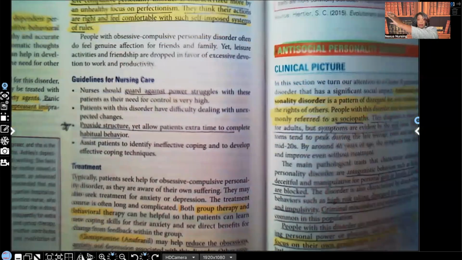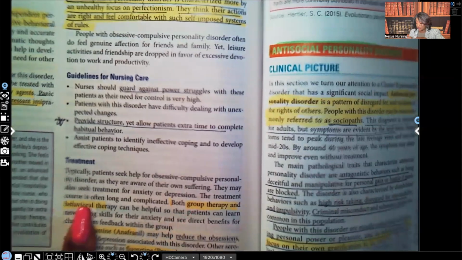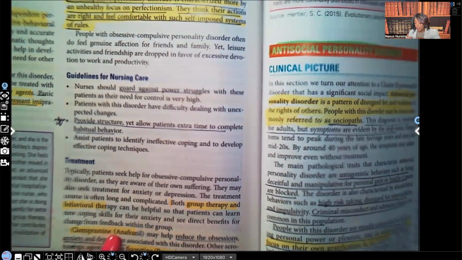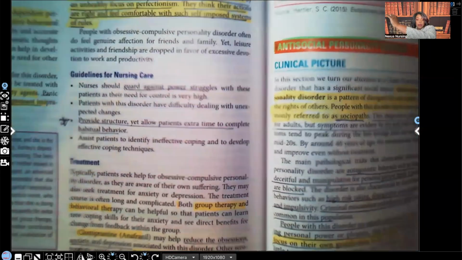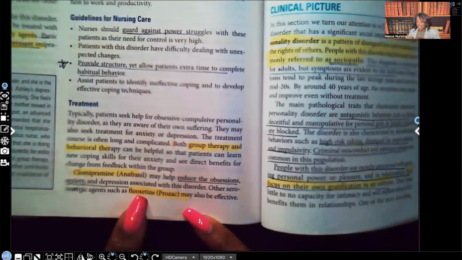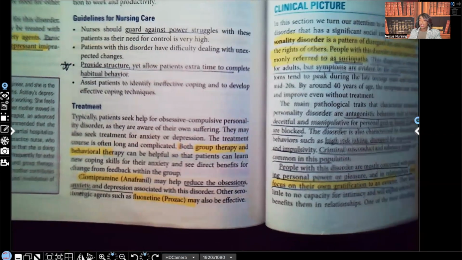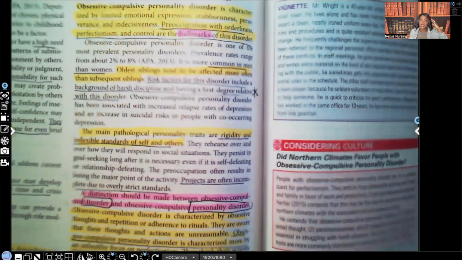Let's take a look at treatment options. Group therapy and behavioral therapy can be helpful. The patient can learn about new coping skills and how to decrease levels of anxiety. Anafranil can reduce obsessions, anxiety and depression, and fluoxetine, Prozac, this is an antidepressant that also can be effective. And guys, that is your OCPD in a nutshell. Those are the most important things that you guys need to know about it.